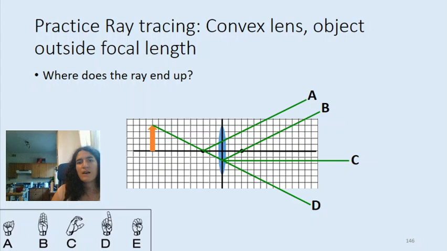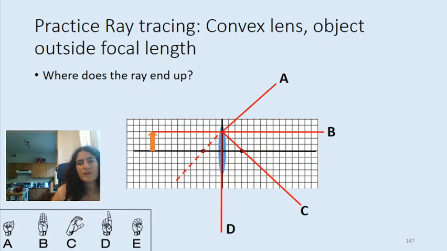So notice that this is representing an object. So I have this orange object, which is represented by this arrow. This is the axis of my diagram. What would happen to the light beam once it intersects this lens? Okay, so it should be C, right? So light beams that go through the focal point will end up coming out the other side parallel to the axis of the lens.